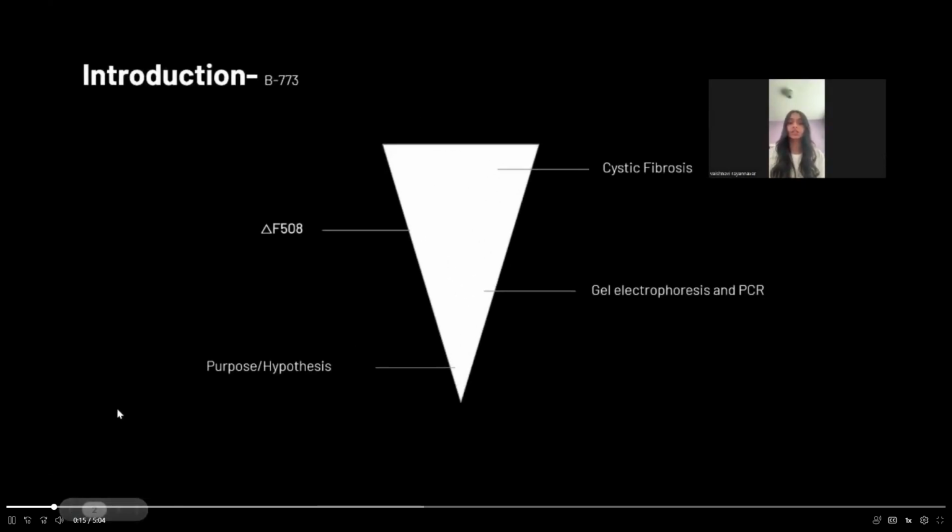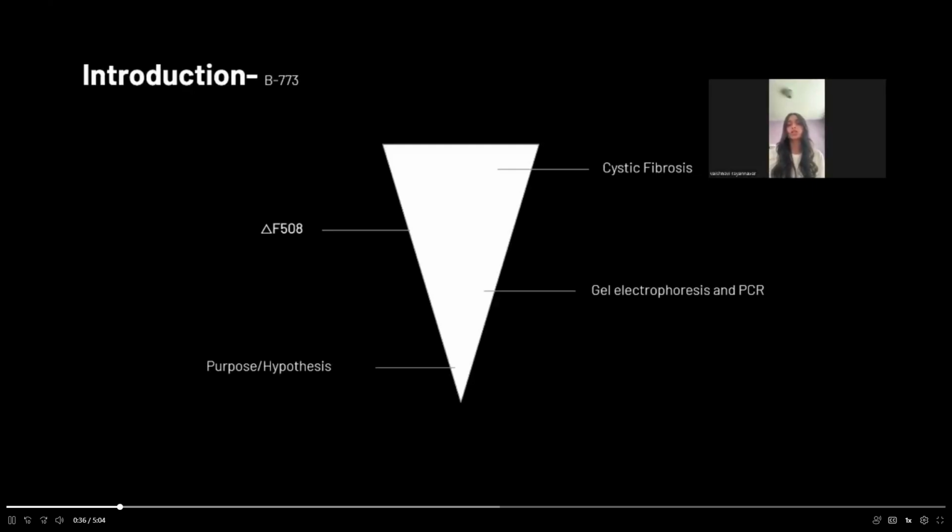This is our introduction. Cystic fibrosis is a common autosomal recessive genetic condition that is caused by over 2,000 mutations in the CFTR gene. The CFTR protein is a chloride transporter, and it regulates the ion movement of chloride and sodium ions.